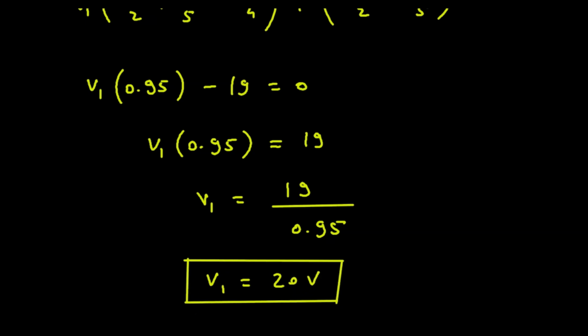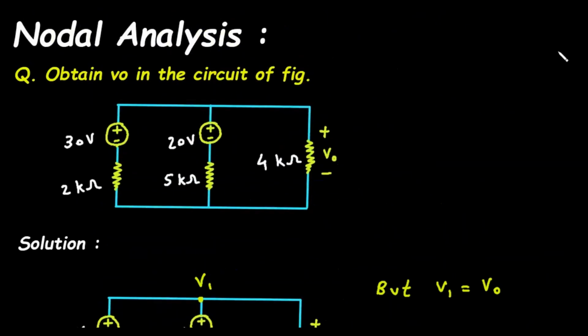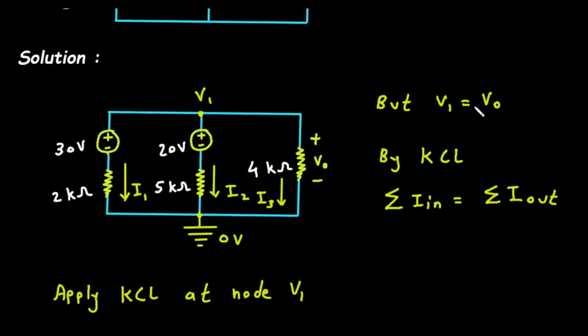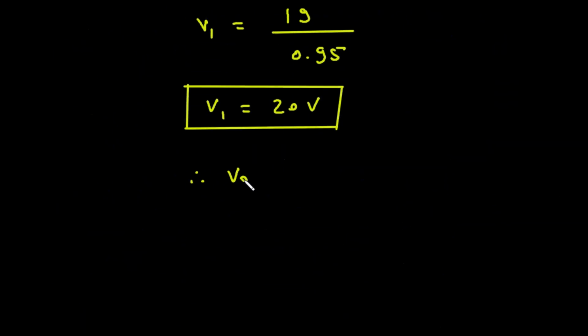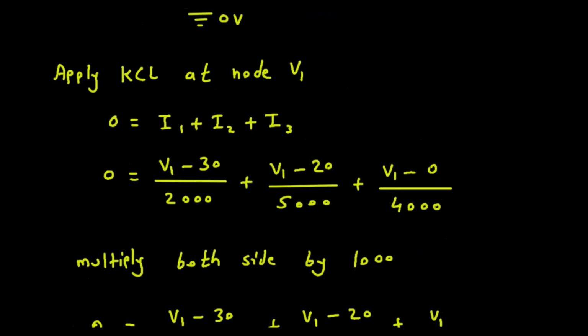Now in this problem, what we have to find? We have to find the value of VO. And here we know that V1 is equal to VO. So therefore, we can write VO is equal to 20 volt. So this is how we can find the value of VO by using nodal analysis.